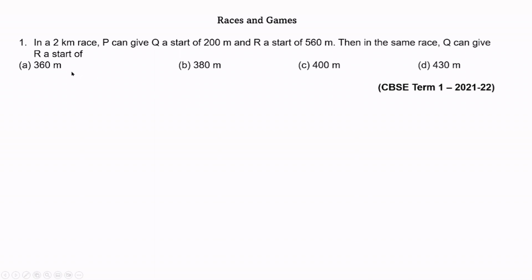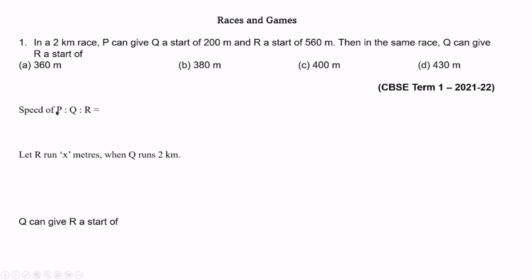The first question, we have this question from last year's board paper. In a 2-kilometer race, P can give Q a start of 200 meter and R a start of 560 meter. Then in the same race, Q can give R a start of. So here we can see that when P runs 2000 meter, Q can run 2000 minus 200 meter and R can run 2000 minus 560 meters in the same time. So in the same race, that is when Q runs 2000 meters, if we find the distance which R can run in the same time, then we can find the answer for this question.